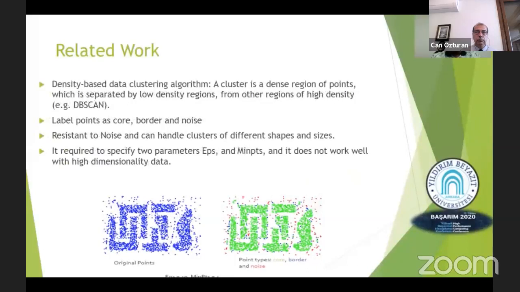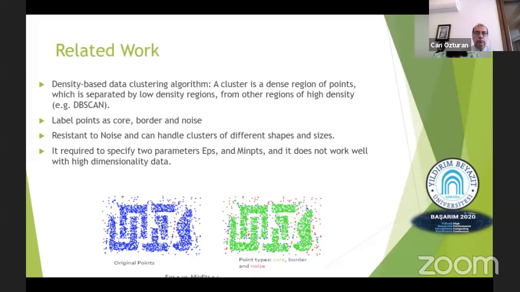Similarly, we have the density-based data clustering algorithms, where a cluster is a dense region of points separated by low-density regions from other regions of high density. We have DBSCAN, which is the well-known algorithm in density-based clustering. Here we have three kinds of data points: the core point, the border point, and the noise point.